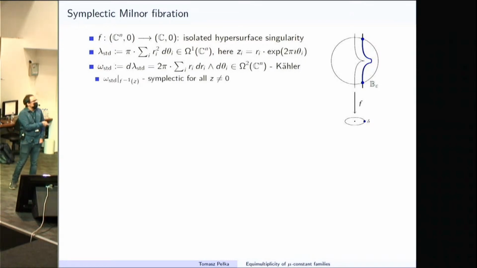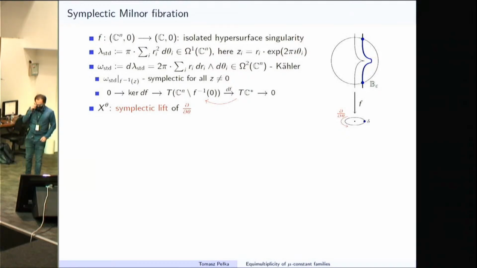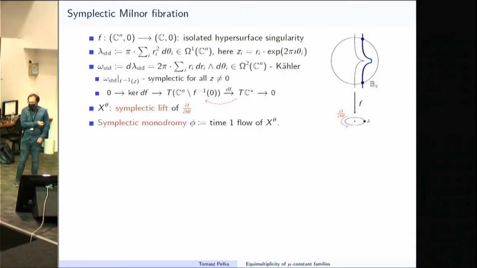This is the Kähler form. And because I started with a holomorphic function, it restricts to a symplectic form on each smooth fiber. And whenever I have such a fiber-wise symplectic form, I have a symplectic connection, which means that I can lift any vector field from the base to a vector field here in the source. And I define the monodromy vector field as the symplectic lift of the unit vector field in the base. So this way, I get a vector field whose flow is a symplectomorphism.